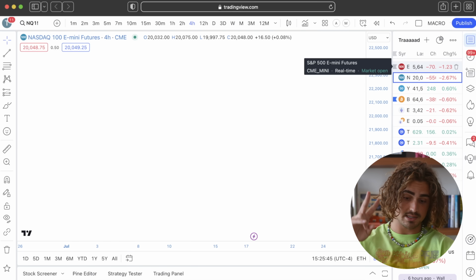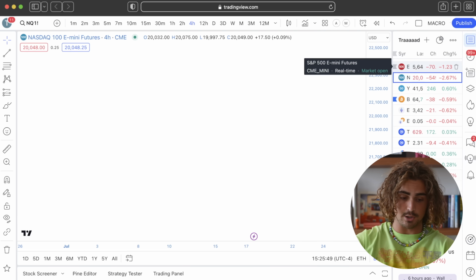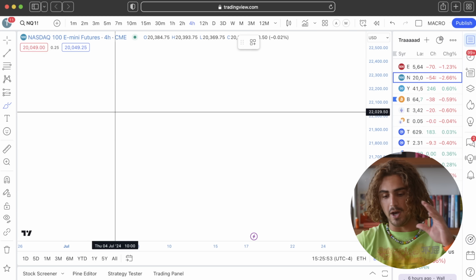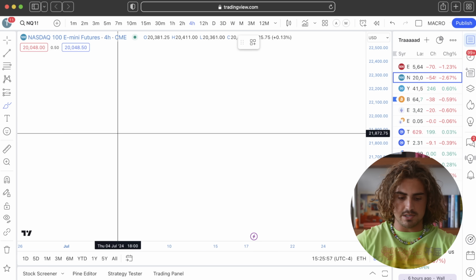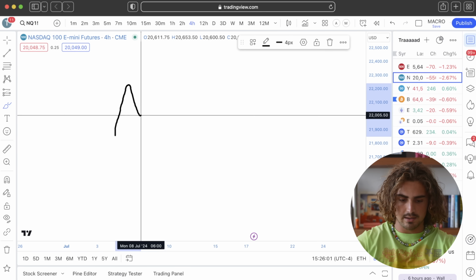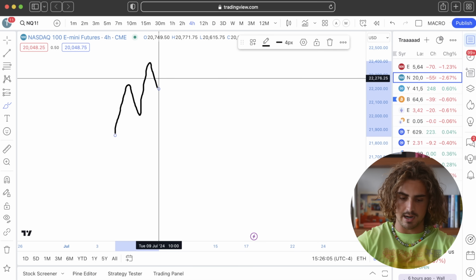So we have our two indexes. It's ES, the S&P 500, and NASDAQ, okay, NQ. And what we're going to be looking for is finding the lagging index. So SMT Divergence, the best way to describe it is, let's draw this out here, where let's say NASDAQ makes a high, and then NASDAQ makes a higher high.